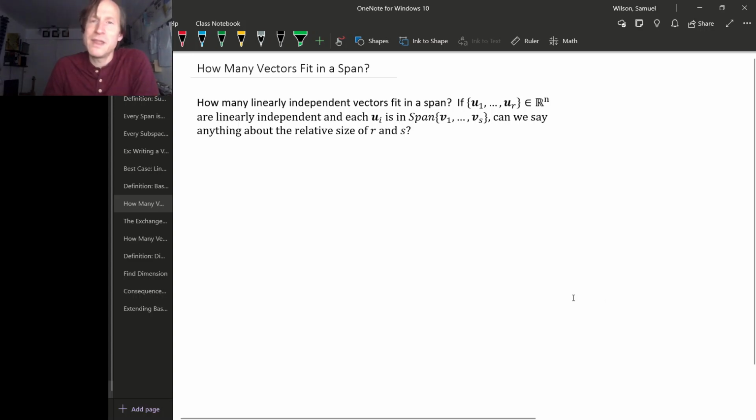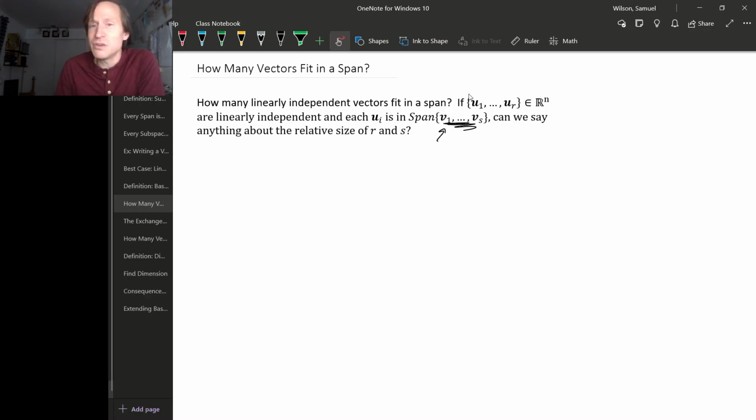One question about linearly independent sets that turns out to be pretty important is just how big linearly independent sets can be and still fit inside of some vector space, some subspace. So let's suppose that we have the span of some vectors, the v's here, and let's ask how many linearly independent vectors will fit inside of the span of the v's.